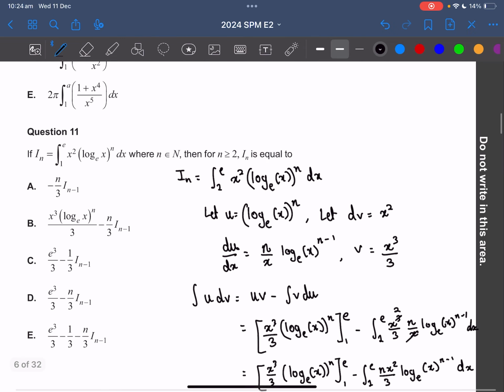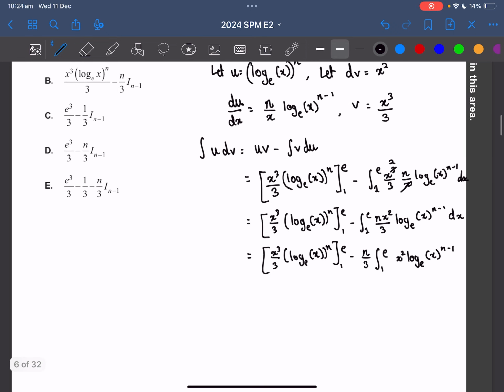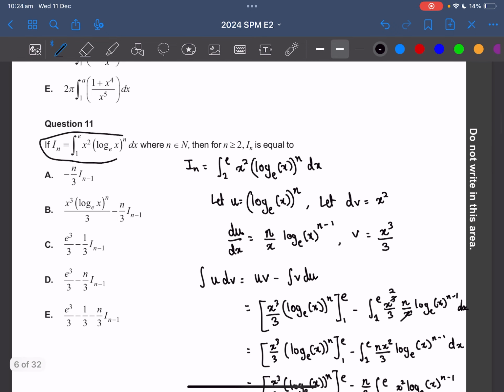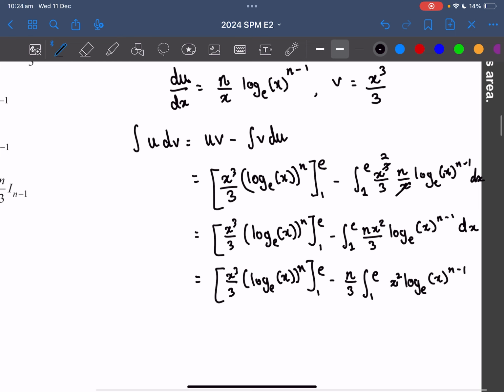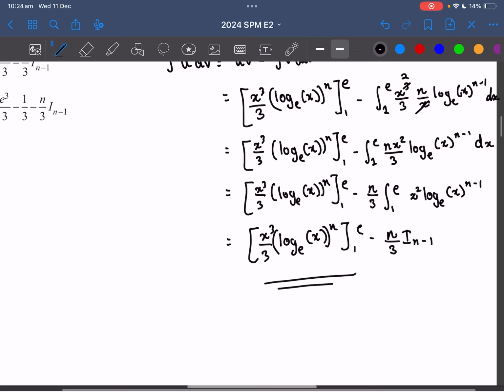Very well, it looks like, because if I put n minus 1, this will become I_(n minus 1), which has the same integral. So we will basically have x cubed on 3 times (log base e of x) to the n from 1 to e, take away n on 3 times I_(n minus 1). So now we just have to evaluate this bracket over here, and we should be good. So let's do that.